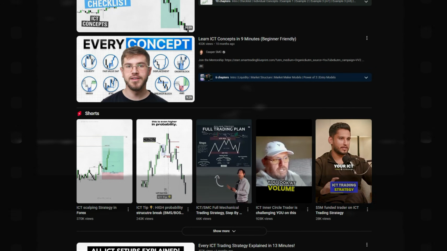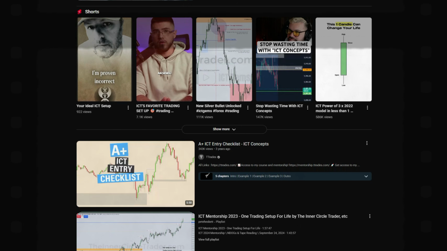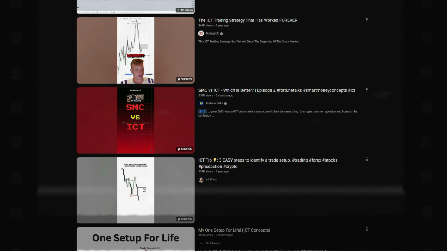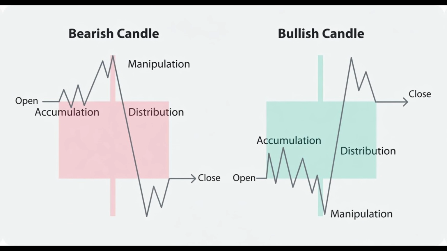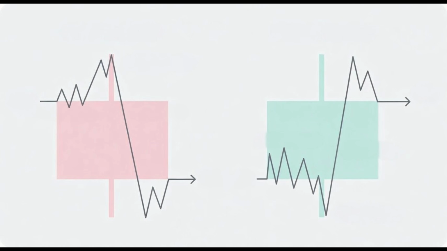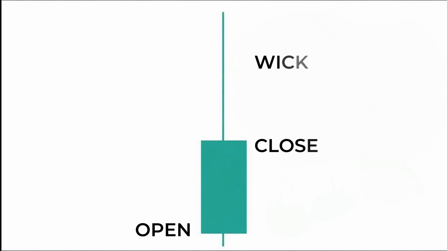ICT gave everyone the same playbook, and when everyone is trading the same setups, the edge tends to disappear. But was there even an edge to begin with? Candlesticks are just snapshots in time. It's like watching a movie in snapshots of 5 minutes instead of having access to the whole movie. You're not going to see everything. A lot of assumptions are being made about wicks especially.